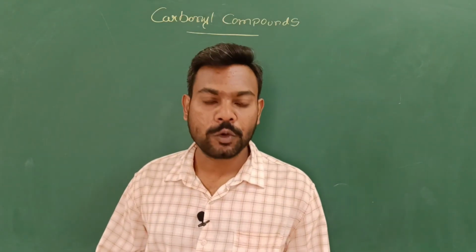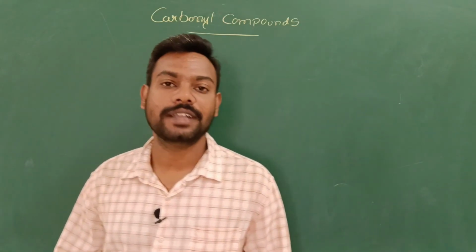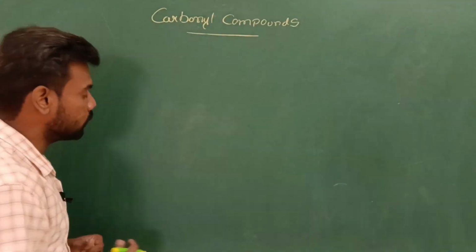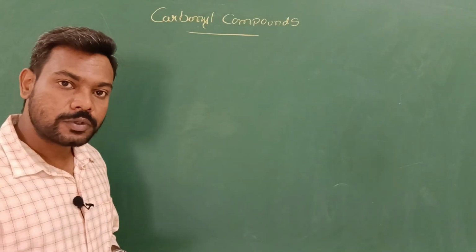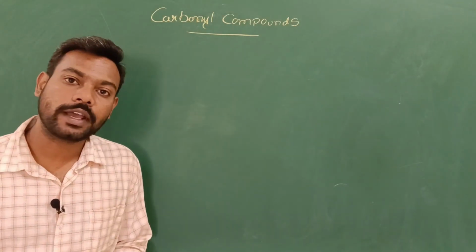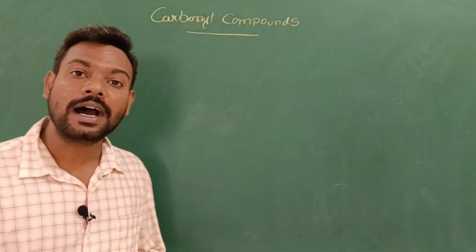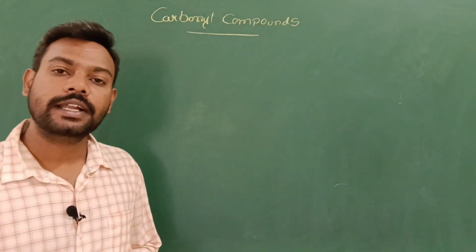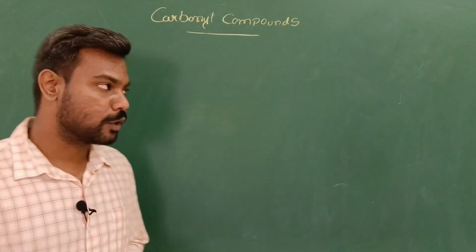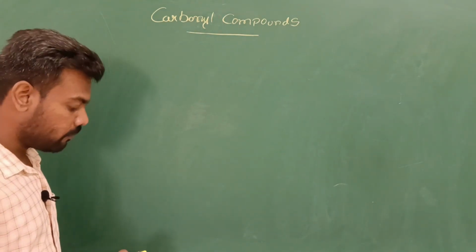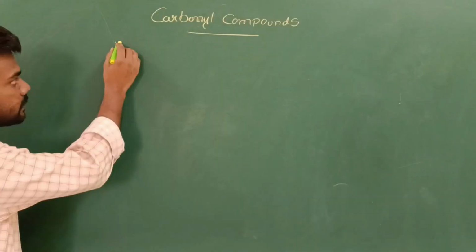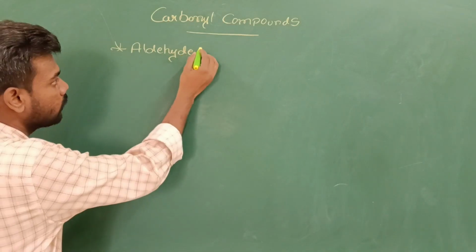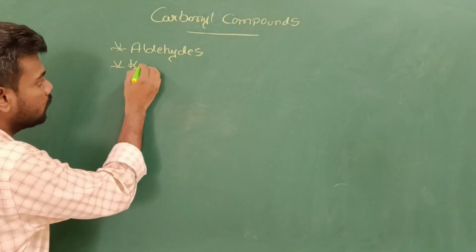Today in this class, we are going to learn about a very interesting topic, that is carbonyl compounds. What are carbonyl compounds? Carbonyl compounds are organic compounds that contain the carbonyl group as a functional group, that is C double bond O. For example, aldehydes and ketones.